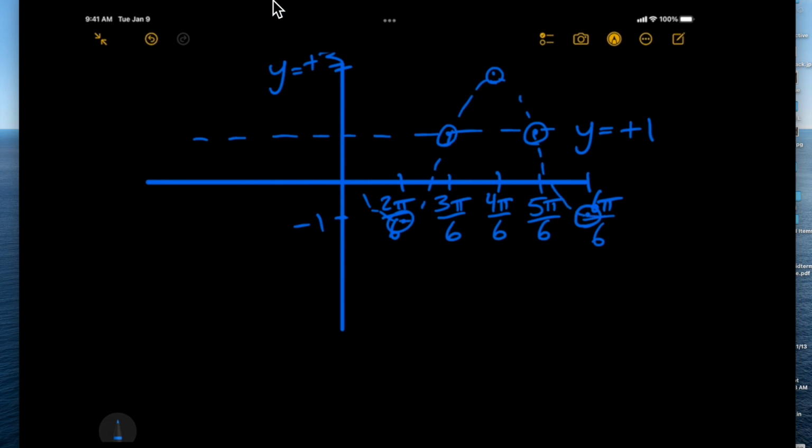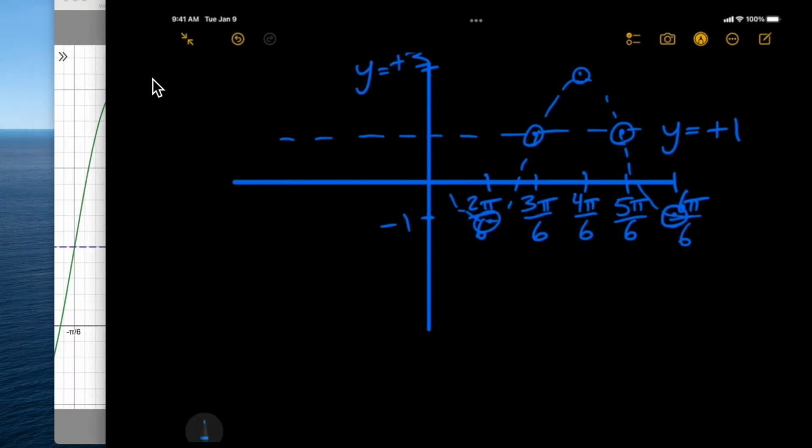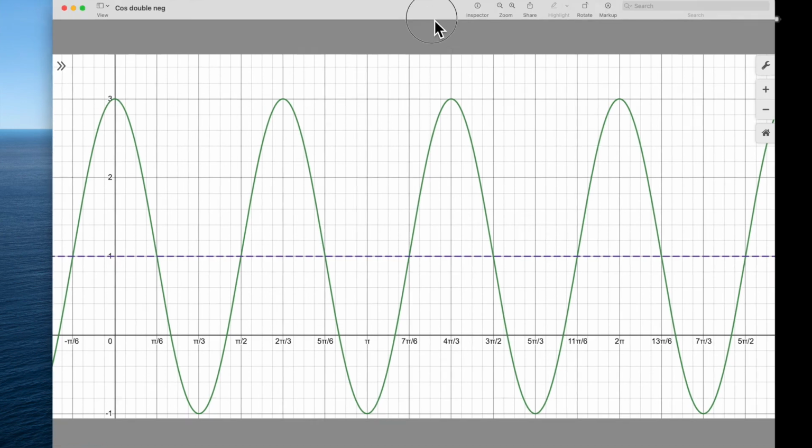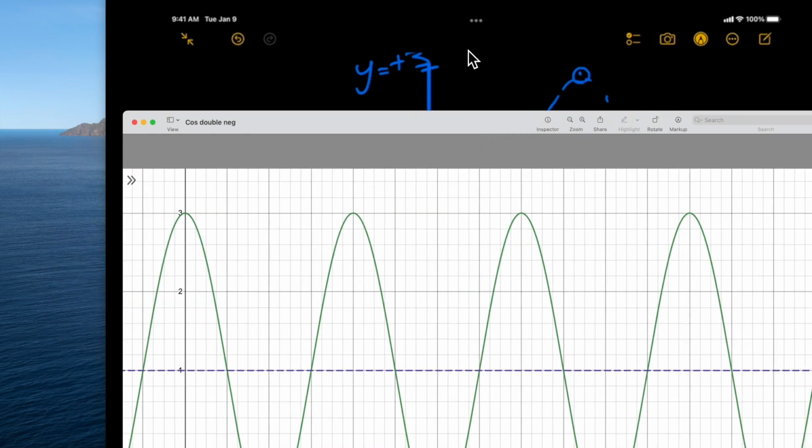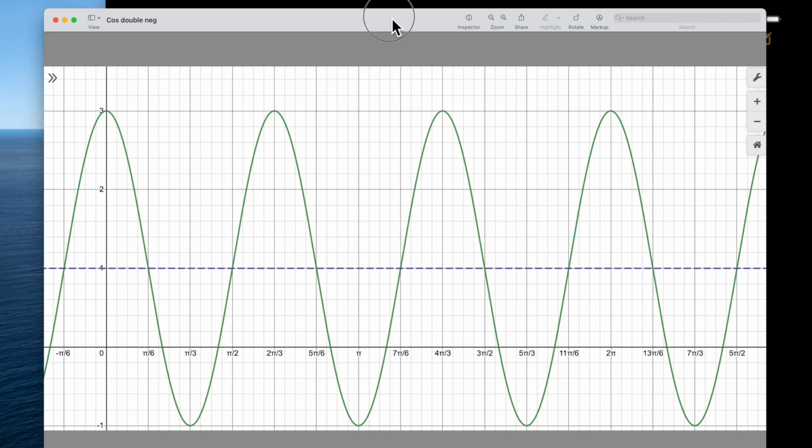Okay, let's see if we're right. I went ahead and graphed it underneath. Okay, so we have the middle of the graph at y equals 1. We're starting off at 2 pi over 6, otherwise known as pi over 3, and as you can see, we are at the minimum. We then go to the middle, which is pi over 2, the maximum 2 pi over 3, back to the middle, back to the minimum.